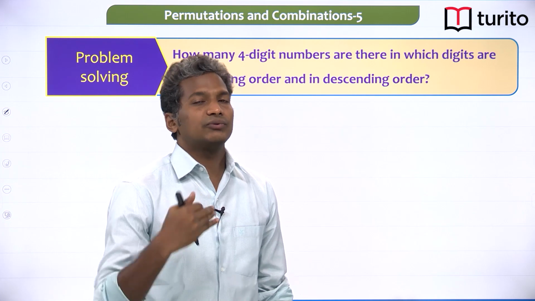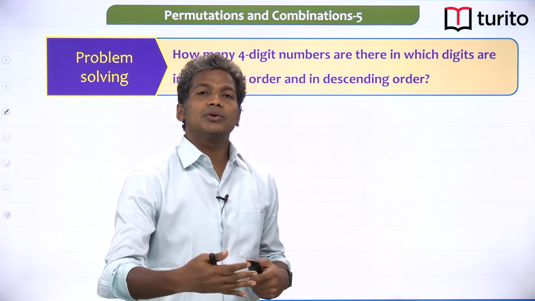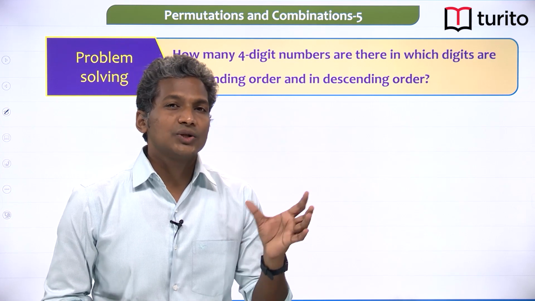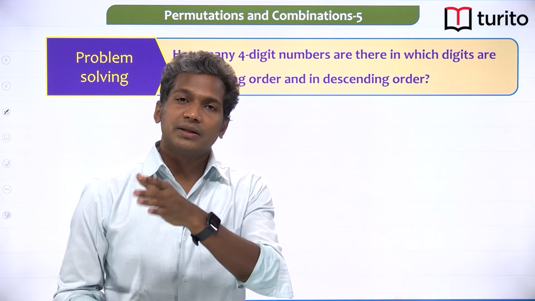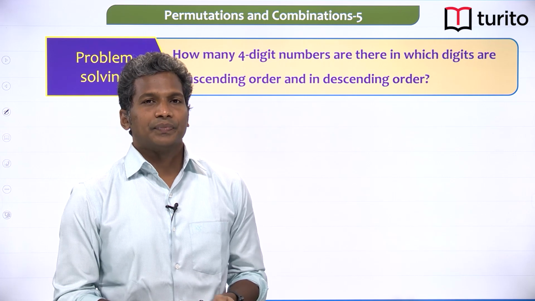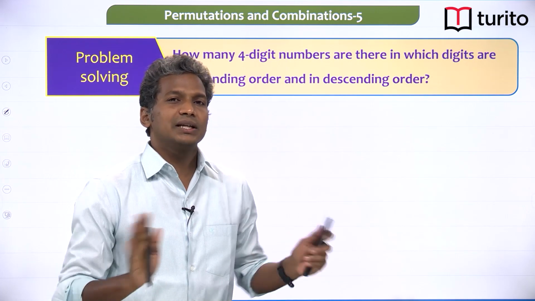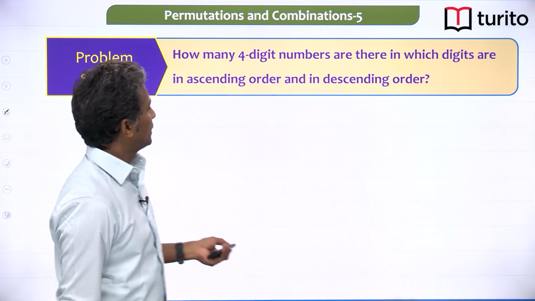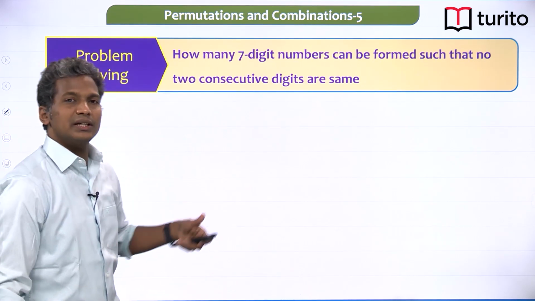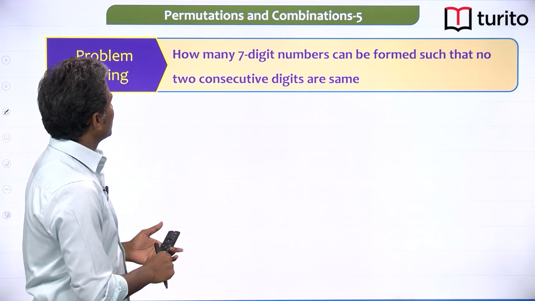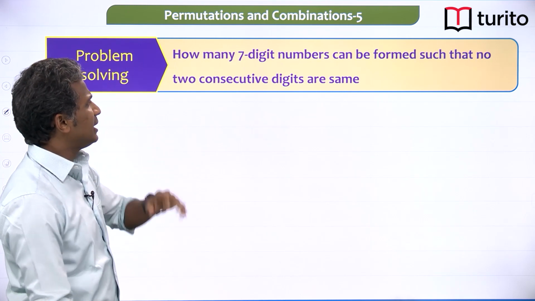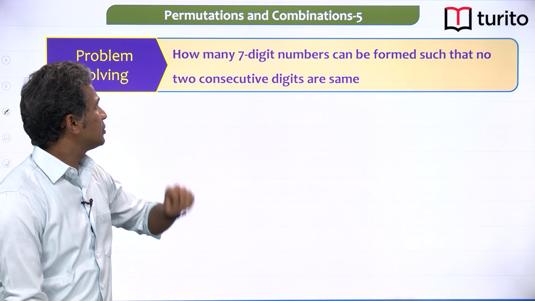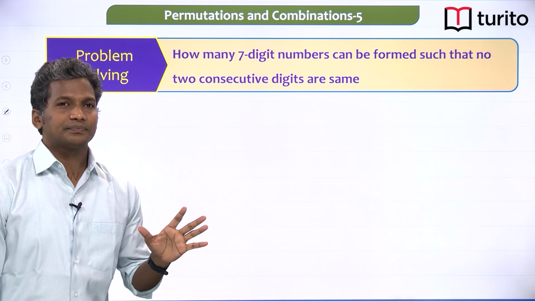Repetition allowed is the default, and repetition not allowed is the special case. So, if repetition is not allowed, it must be mentioned in the question. If nothing is mentioned, you have to assume that repetition is allowed. Now let us solve one easy question and then we will go back to the first question. How many 7-digit numbers can be formed such that no two consecutive digits are the same?